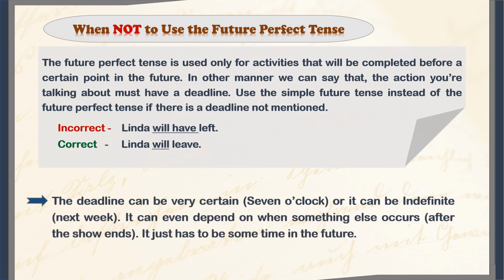The deadline can be very certain, like 7 o'clock, or it can be indefinite, like next week. It can even depend on when something else occurs, like after the show ends. It just has to be sometime in the future.